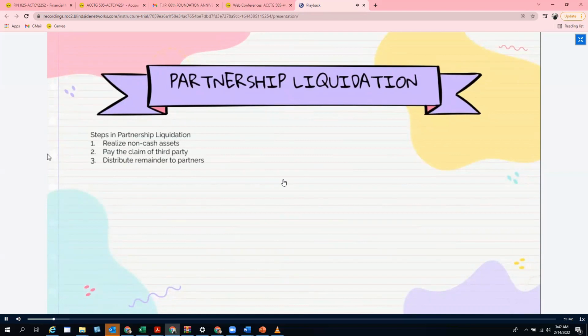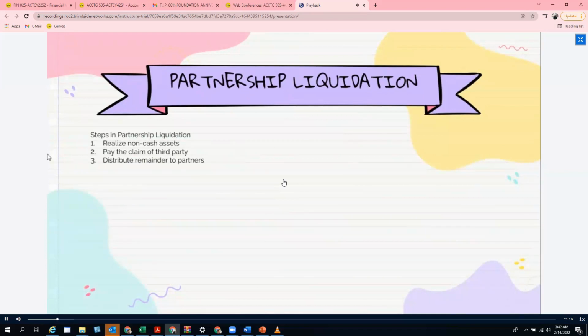So that's basically the full concept of partnership liquidation. My take on partnership liquidation is that it is purely procedural. Here are the steps, and we just need to follow the steps in liquidating the partnership. And remember class, partnership is based on mutual agreement, meaning however they agreed, that's what we're going to follow.